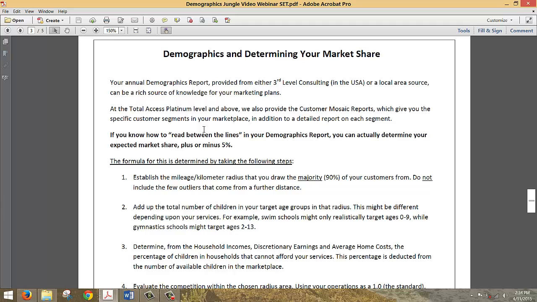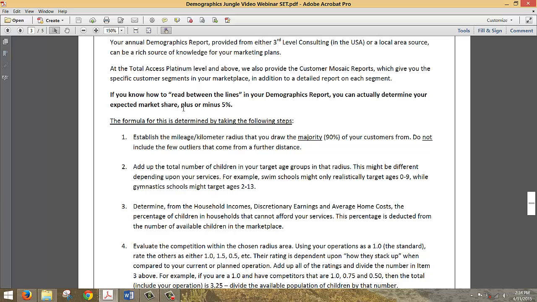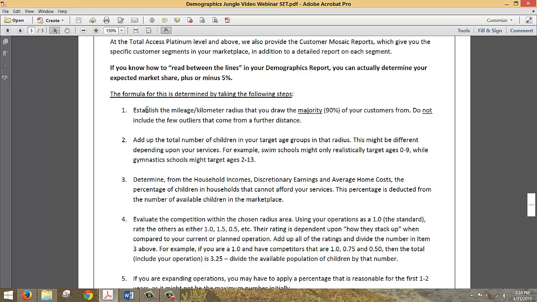But this is one of the ways we do it, and that is the 6-step formula for determining your market share. The first is establishing the mileage or kilometer radius that you draw the majority, 90%, of your customers from. Don't include the few outliers that come from a further distance. Second is adding up the number of children in that target age group radius. And this might be different for your different services. Swim schools might realistically target ages 0 through 9 or 0 through 10, while gymnastics schools might target ages 2 through 13. It's up to you and what your business model is.